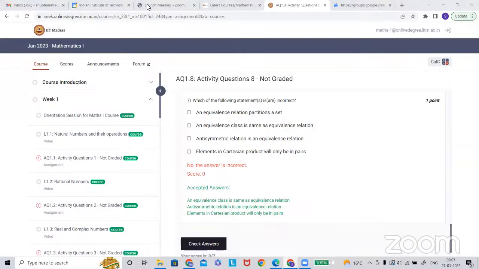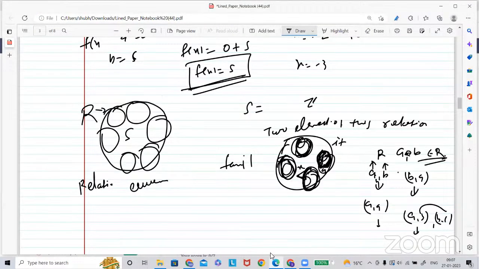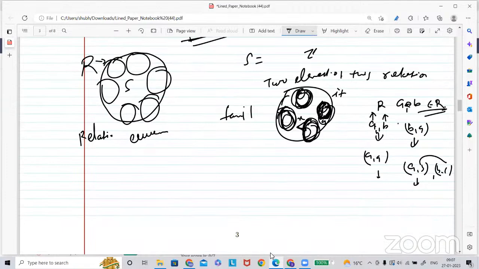Tarika. Sir, I want to understand reflexive relation and symmetric relation. I wanted to ask, can we call a reflexive relation a symmetric relation? Reflexive relation as a symmetric relation? Okay, let's see that.